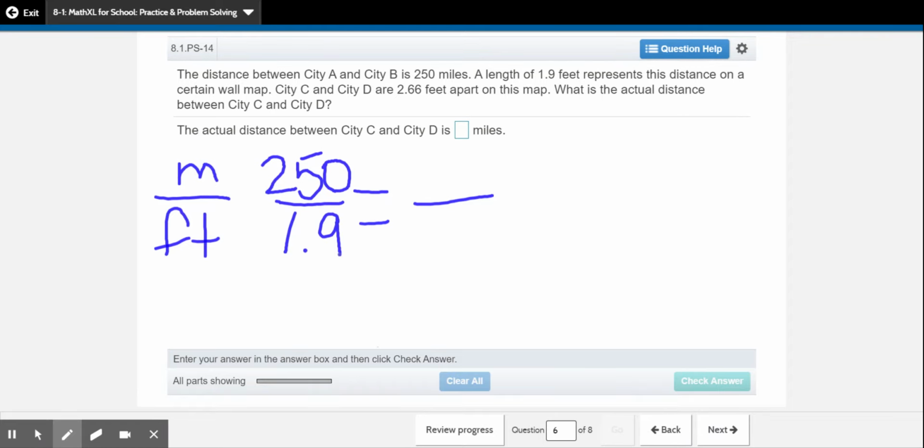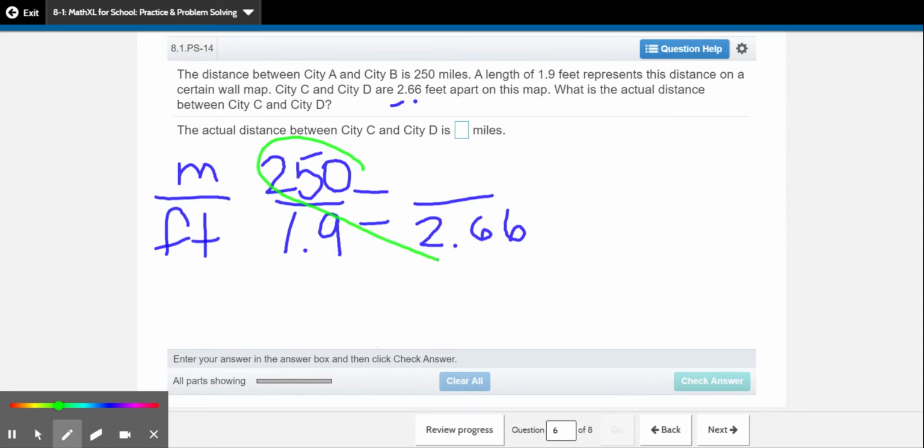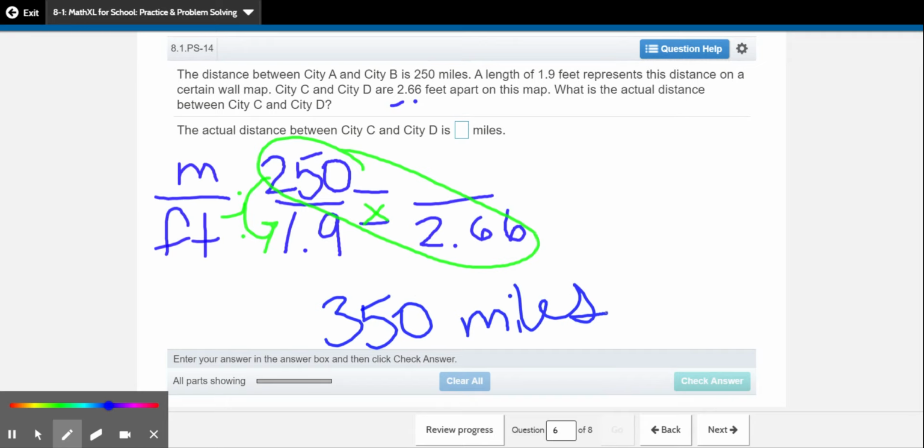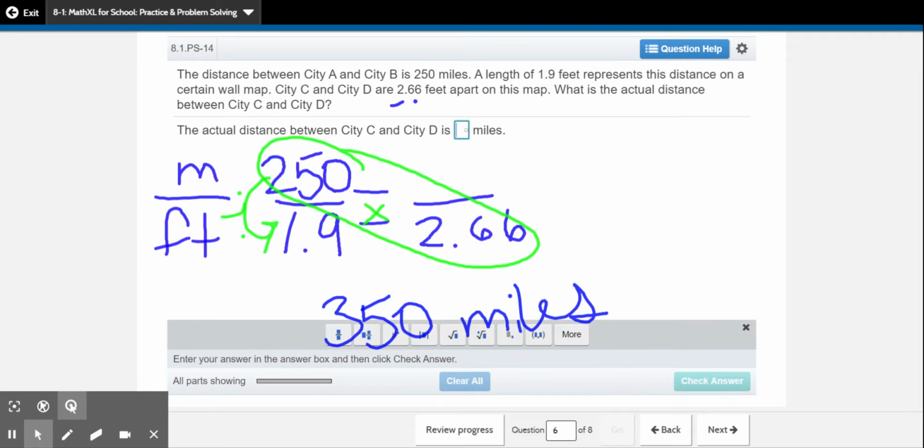Now they're saying that city C and D are 2.66 feet apart. So where does 2.66 go? Numerator or denominator? Denominator, because it's your feet. Again, cross multiply. You're multiplying across, and then you're dividing. And we get 350 miles. Let's type that in.